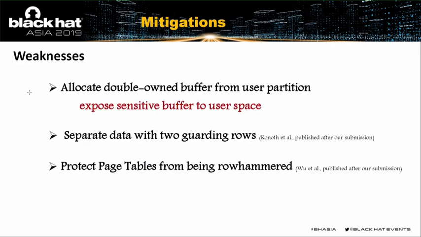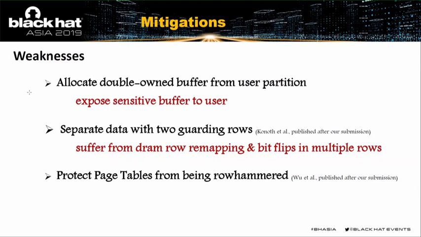For the first one, if we allocate the double-ended buffer from the user partition, this can prevent the kernel from being hammered. However, this will expose sensitive buffers to the user space, still not secure enough. The second one was published in OSDI 2018, and the main idea is to separate the row that contains data with two guarding rows. This method suffers from row remapping and does not consider the case where bitflips can occur in multiple rows.